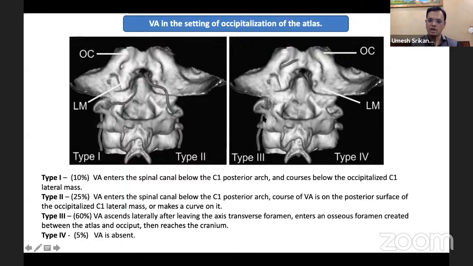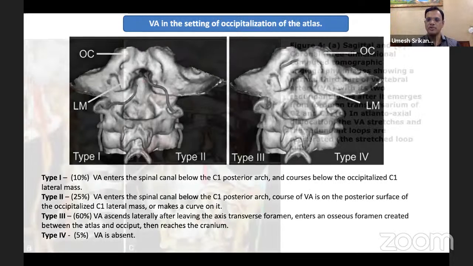Fortunately, the most common type is the one where the vertebral artery passes through a separate bony groove within the occipitalized lateral mass, as well as enters directly intracranial. So it is not encountered anywhere in the operative field when we are accessing the C1, C2 joints. And this is seen in around 60% of the cases. Of course, in type 4, in a very small percentage, the vertebral artery is completely absent, like an aplastic vertebral artery.